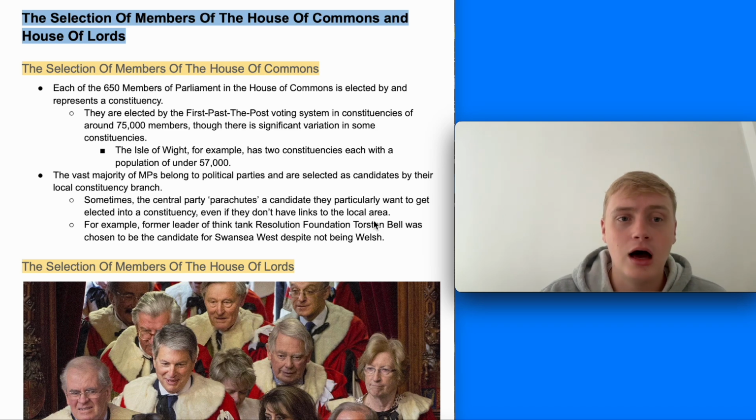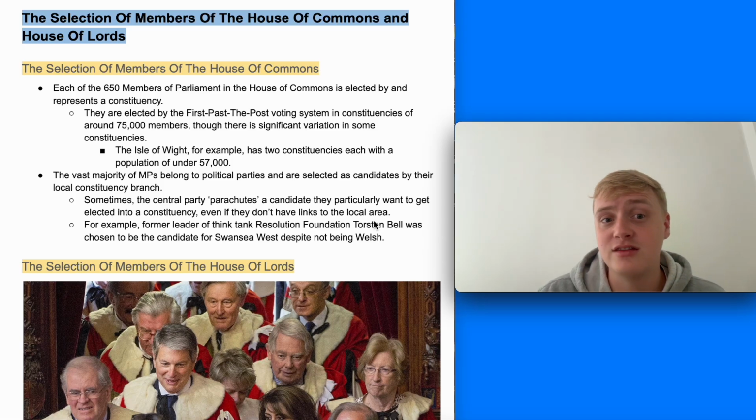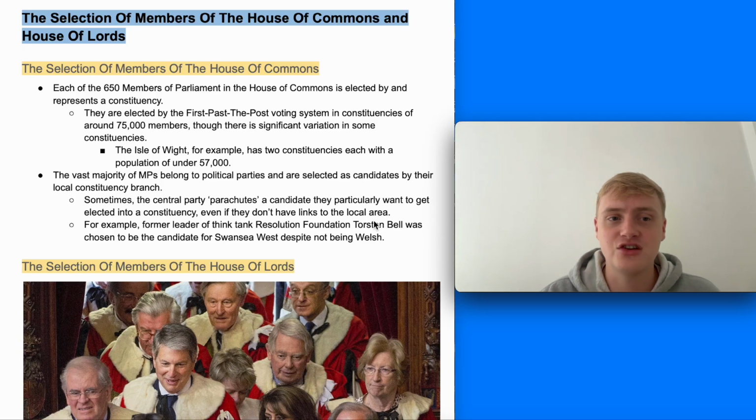So the Isle of Wight used to have two constituencies, each with a population of under 57,000, and it used to just have one constituency of over 110,000.